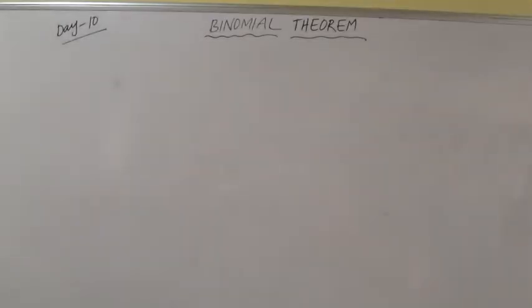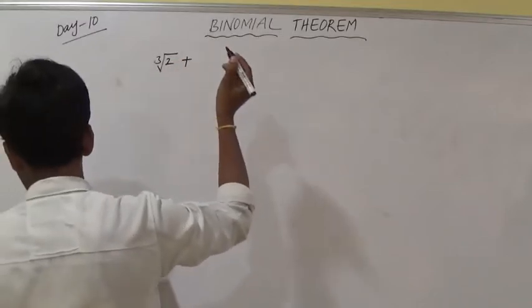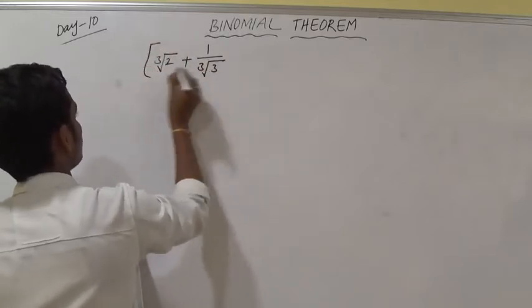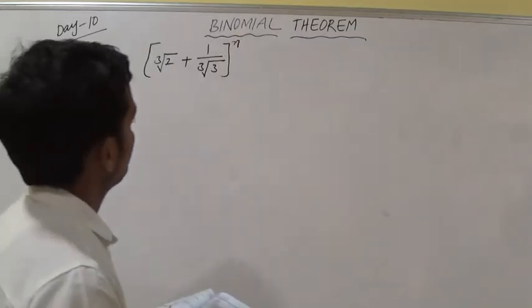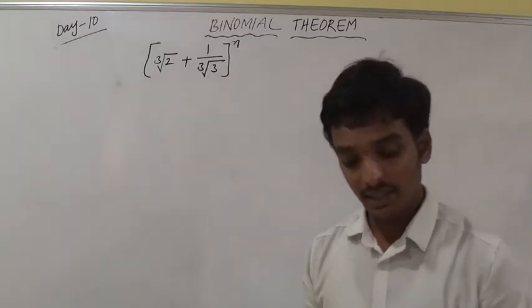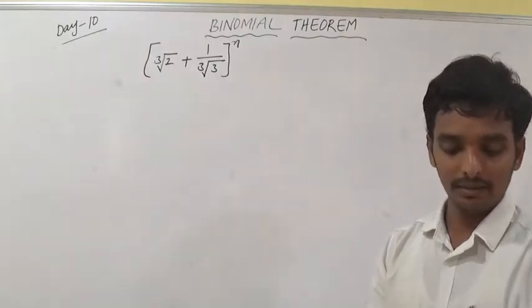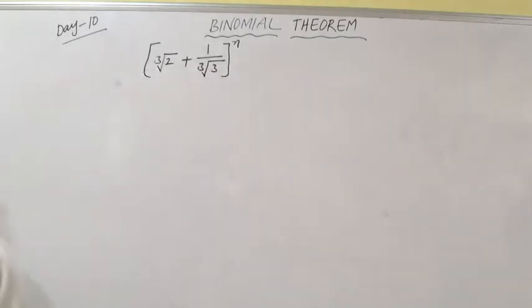The next problem is: in the expansion of (3 root 2 plus 1 by 3 root 3) whole power n, the ratio of the 7th term from the beginning to the 7th term from the end is equal to 1 by 6. Then n is equal to dash.